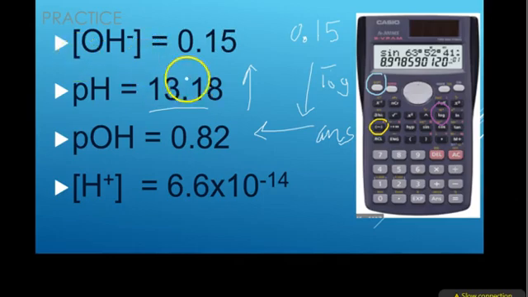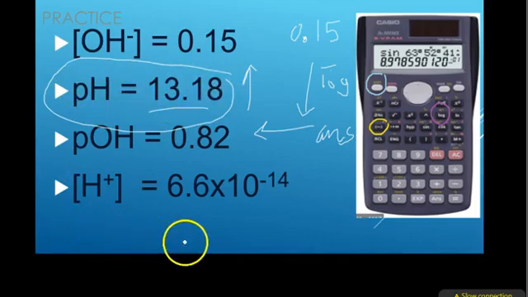Bases have pHs higher than 7. See, it says 13.18. So I knew I was dealing with a base. Okay. Hopefully you had enough practice problems here to master your calculator.